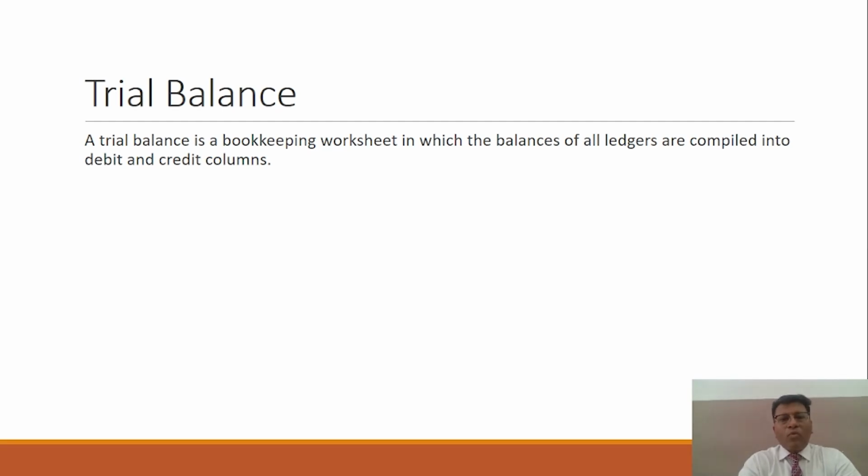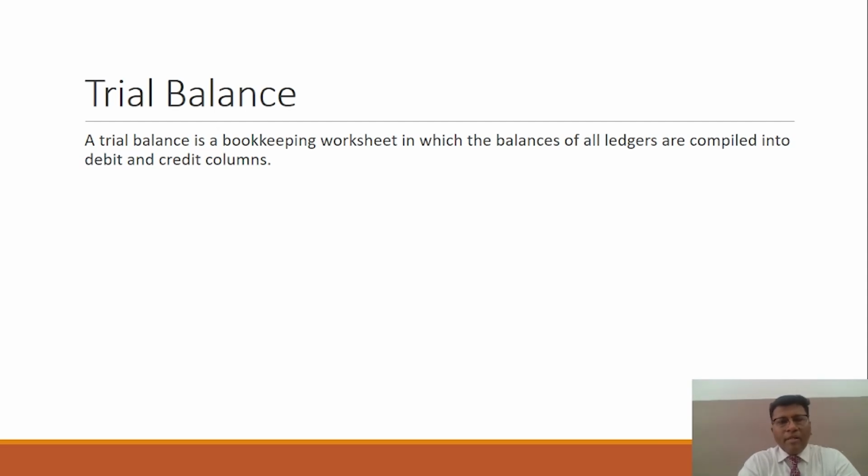Trial balance is a bookkeeping worksheet in which the balances of all ledgers are compiled, or you can say it is the statement which is prepared at a particular time period, right? It is prepared with debit and credit columns in a particular format. It is the statement prepared to tally the accounts, or to know whether any error is there or not, right? So in order to verify the accounts, verify the ledgers, and find out any human error, if any arithmetical error is there, you can find it out with the help of the trial balance.